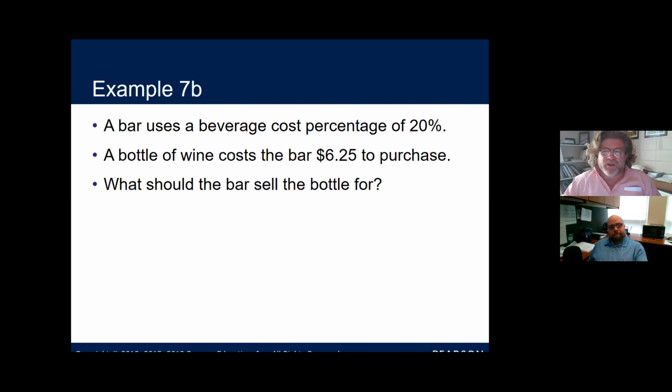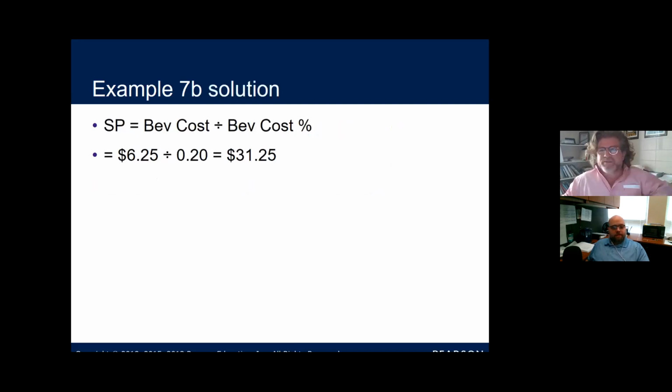And Dr. Mosley is correct, at 20% for a bottle of wine, that means that if I pour one glass of wine out, if I'm doing this by the glass, the cost of that bottle is covered. So, again, good management practice. Yeah, so, $6.25 divided by 0.2. Which means the bottle price is $31.25.